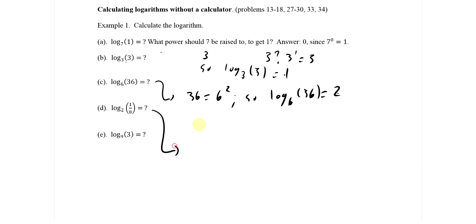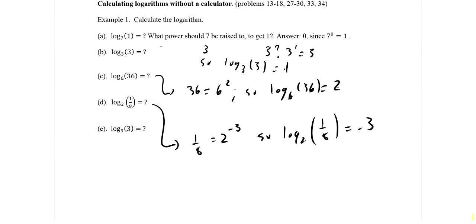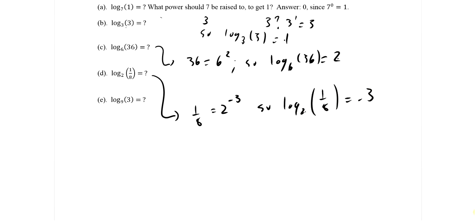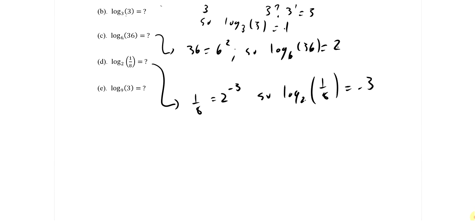What's log base 2 of 1/8? Well, 8 is a power of 2, but it's in the denominator, so that means we have a negative power, so it's 2 to the minus 3. So we can say log base 2 of 1 over 8 equals minus 3, because 2 to the minus 3 equals 1/8. And then finally, scroll down a little bit further.